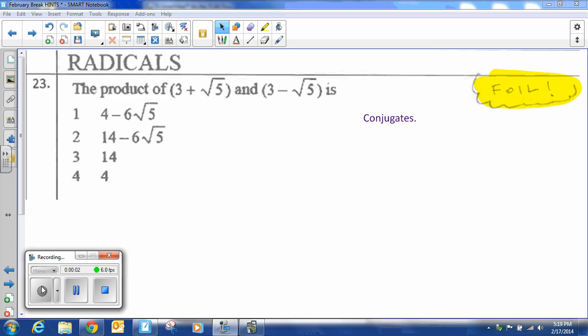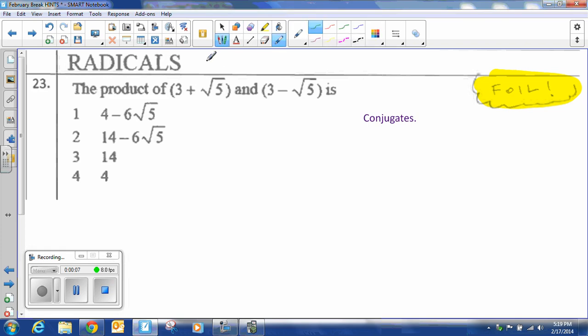All right, let's take a look at the radicals unit. This one, basically you're multiplying conjugates. And as a reminder, a conjugate is basically a term that is set up in a way that when you FOIL, the outer and the inner terms will cancel out. So you have your 3 plus radical 5 times 3 minus radical 5. You're going to end up with the 2 middle terms canceling out.